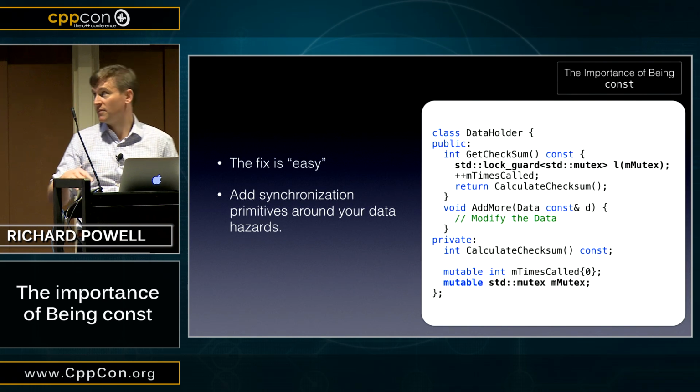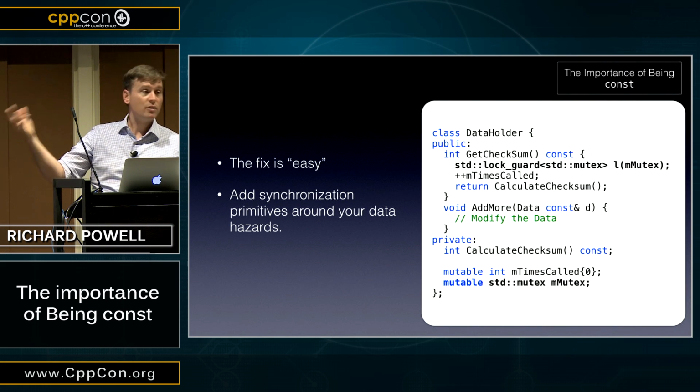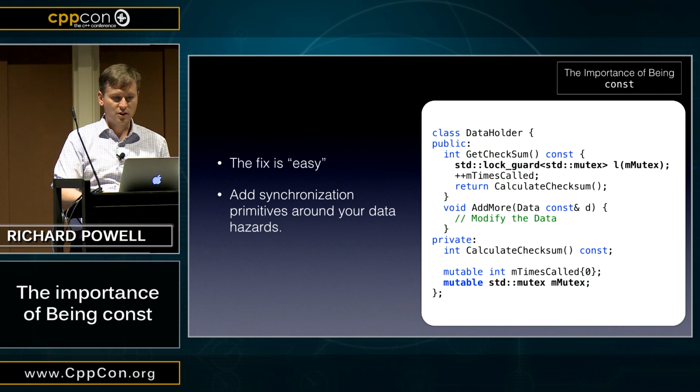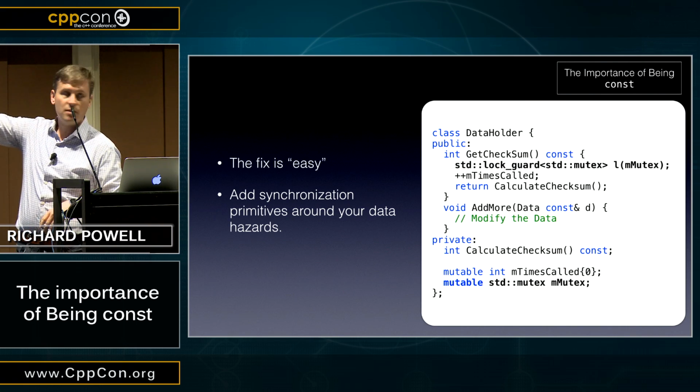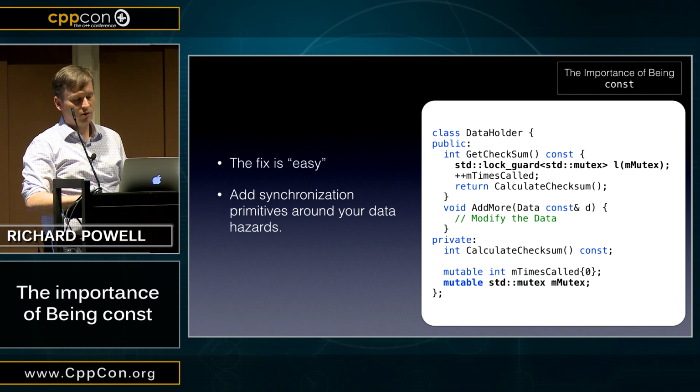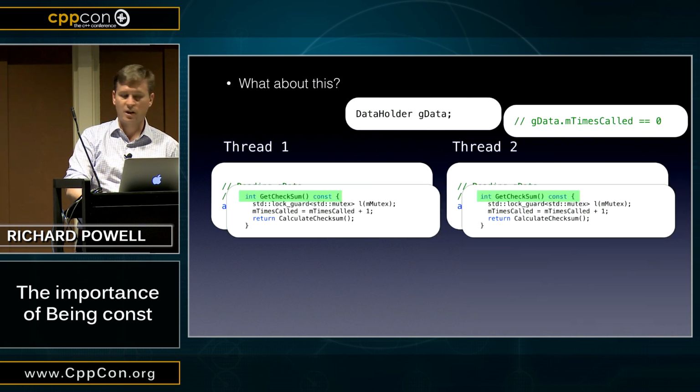The fix is easy. As it said, add synchronization primitives around your data hazard. So, for example, I could add a mutex here. I'm going to lock my function before I call it, and then I will be data race free. And we'll see what happens when I do that.